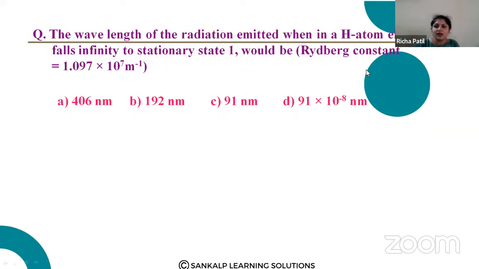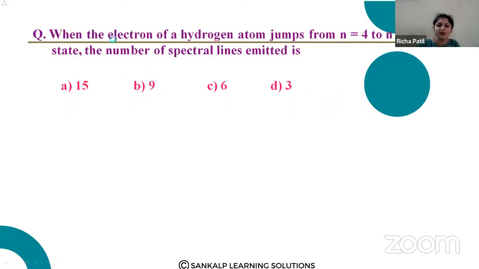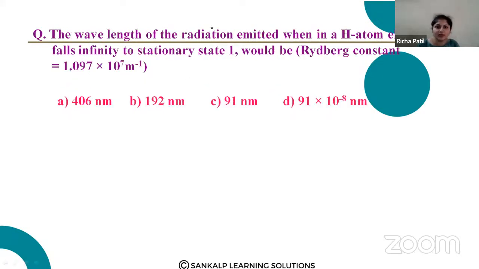Next question. The wavelength of the radiation emitted when in a hydrogen atom an electron falls from infinity to stationary state 1 would be, Rydberg's constant is given. So here what you have to find? You have to find the wavelength.